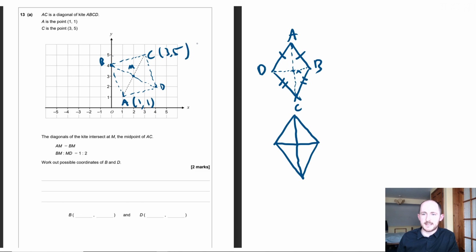For them to intersect at the midpoint, we should find what the midpoint is, which is 2, 3, right? But what it also means, so we now know what B is, right? If we look here, it's just going to be 0, 4 for that. And for D, it's going to be 4, 2, I hope. Yes, that's correct, Zam. Yeah.